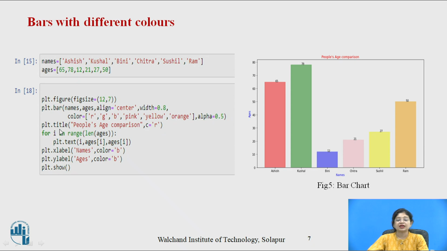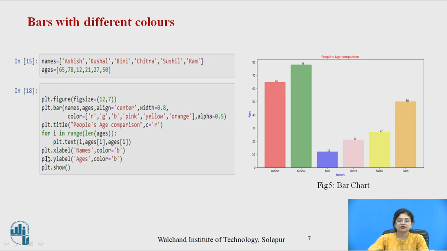Here I have given the title of this bar. So title is what? Title is the people's age comparison. I have also provided the labels to each and every axis. So here on the x axis there are names and on the y axis there are ages.